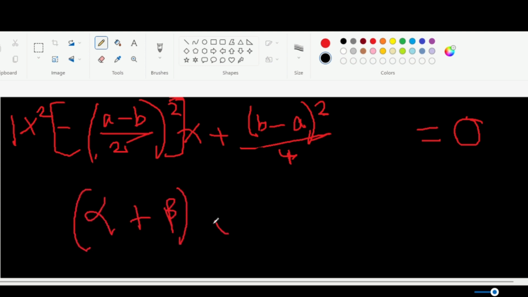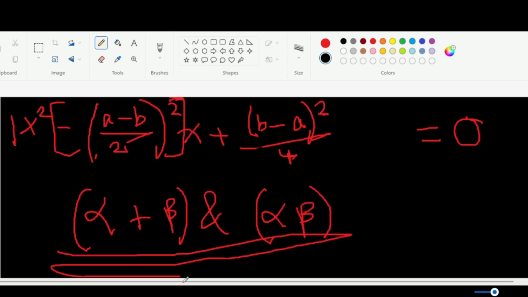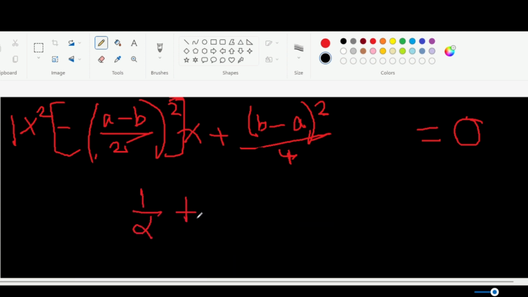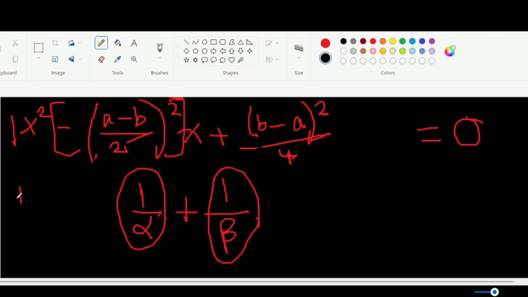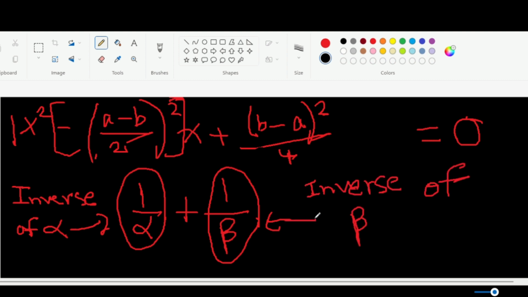Okay, we have found alpha plus beta and alpha beta. But what is our main goal to find? It is the sum of the inverses of the roots of our quadratic equation, right? It can be mathematically represented as 1 by alpha plus 1 by beta, as 1 by alpha is the inverse of alpha, and 1 by beta is the inverse of beta. And their sum is 1 by alpha plus 1 by beta. So now let's solve for this.